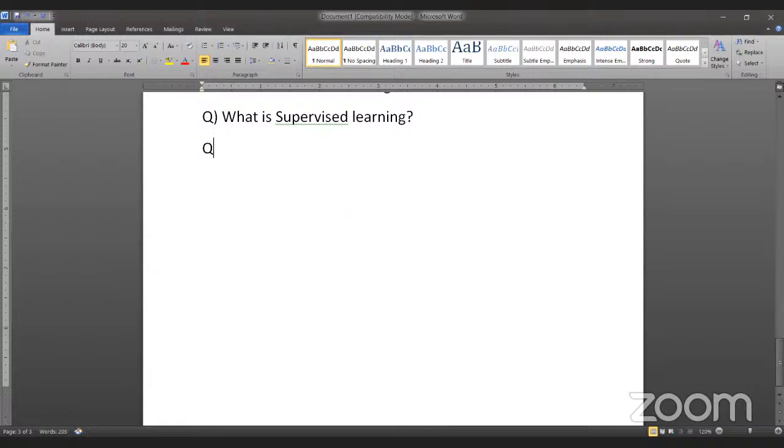Next, what are the types of supervised learning? So basically two types: classification and regression.